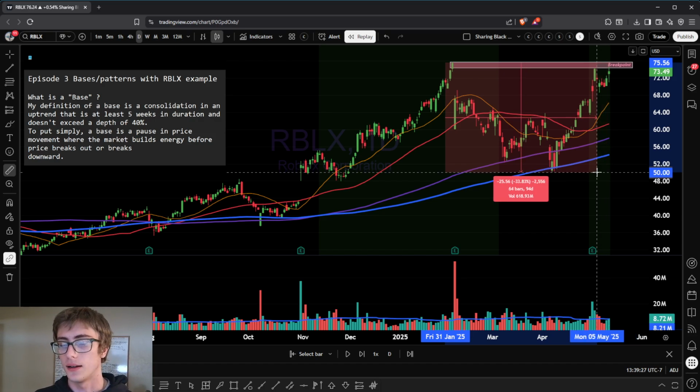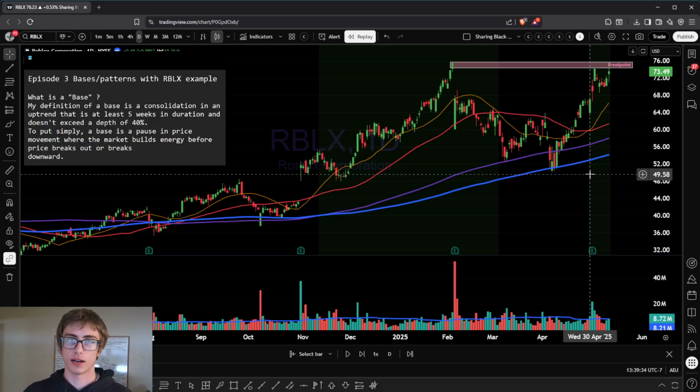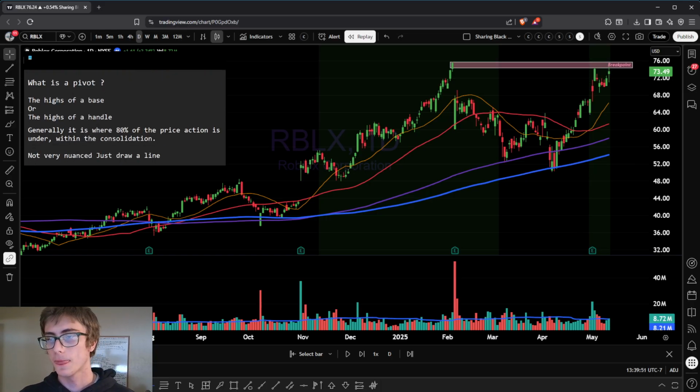To put it simply, a base is just a pause in price movement where the market builds energy before it really launches upwards. It just needs time to calm down and filter out the weaker buyers or holders of the stock before it makes its real launch pad move.